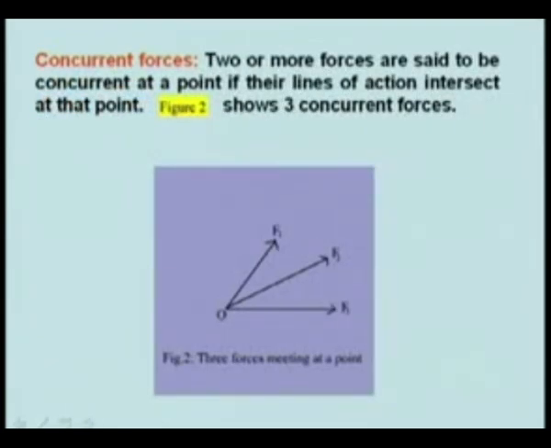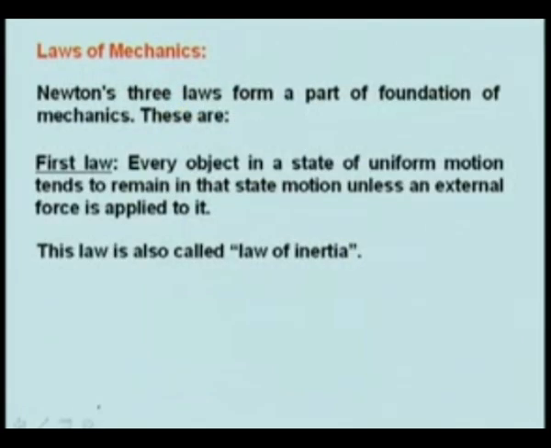Now, what are concurrent forces? Two or more forces are said to be concurrent at a point if their lines of action intersect at that point. This figure shows three forces meeting at a point. This shows three concurrent forces. All these forces are meeting at a point, therefore they are concurrent forces.